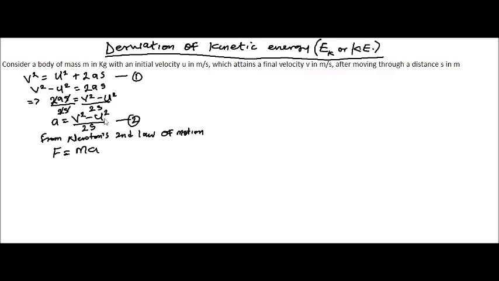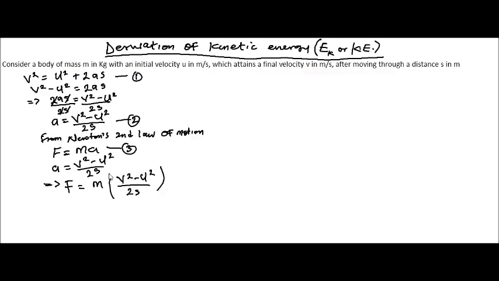But from equation 2, we know that a is equal to v square minus u square over 2s. So in this case we can call this equation 3. So we can substitute equation 2 in equation 3. So this will give us F is equal to m into brackets v square minus u square over 2s.